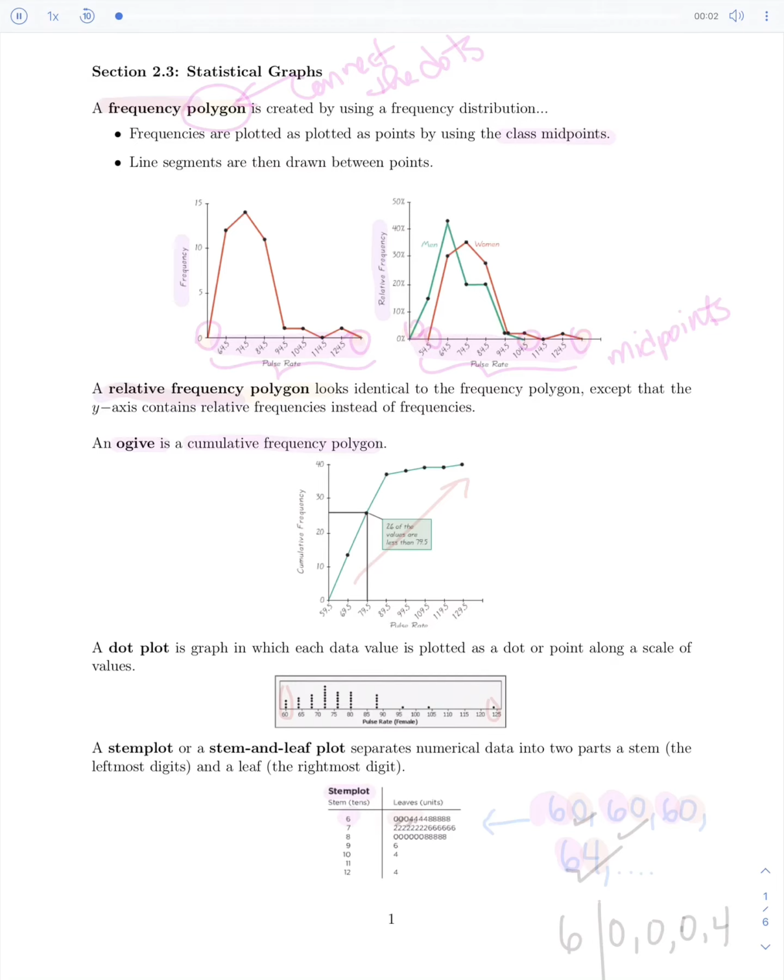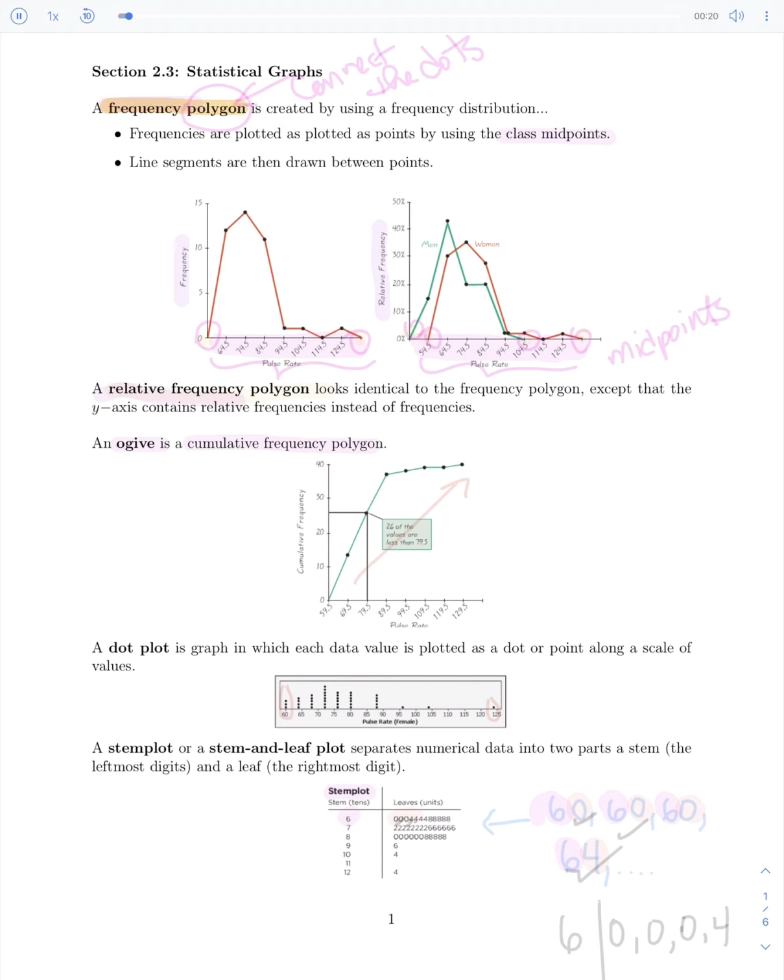In section 2.3, we're going to look at different graphs and how to read them. We will look at how to create an actual couple of these, but most of them are going to be focusing on how to read them. The first graph that we're going to look at is what's called a frequency polygon.